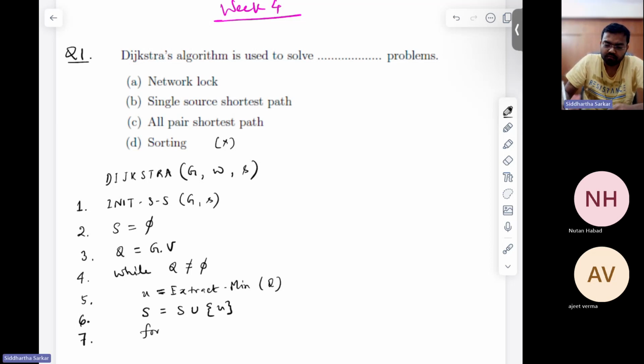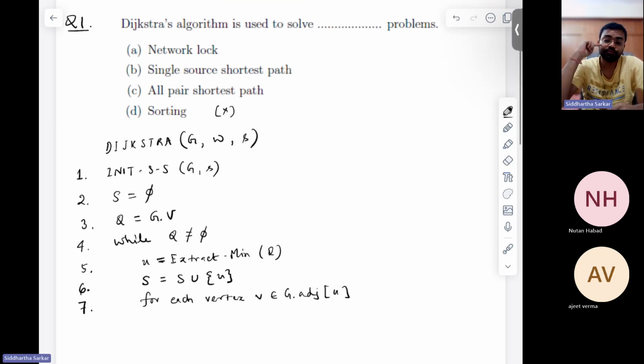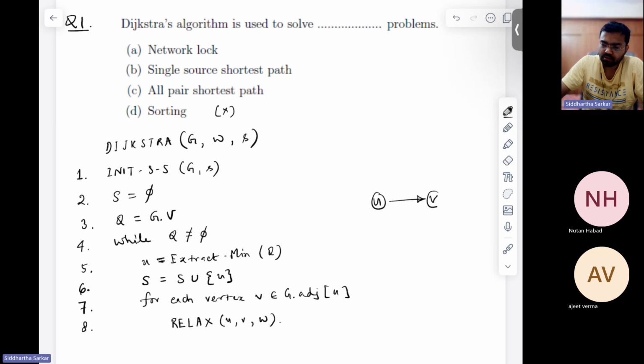And then for each vertex V in the adjacency list of U, what we do is update the shortest path estimates. This is what we call relax, or decrease key. So we relax via that edge UV. If U is reachable, then there is the edge from U to V.